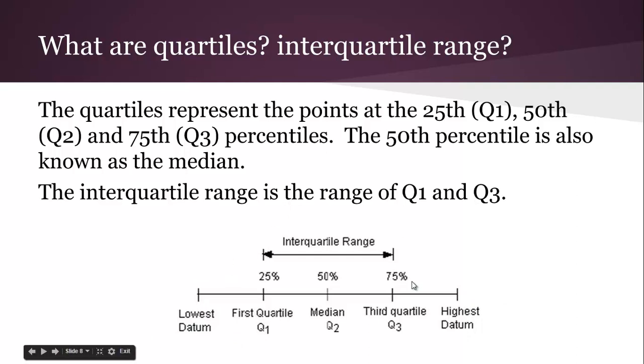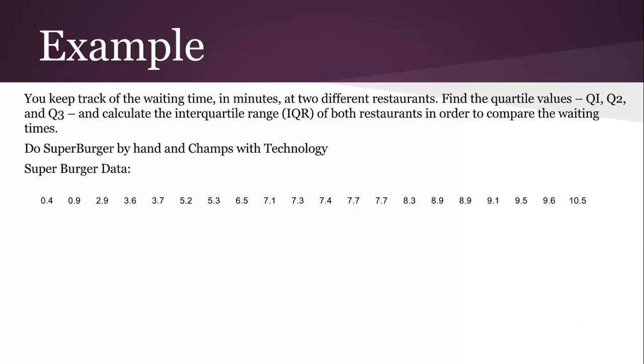But the middle 50% of the data, so 25 to 75, how spread out they are is the interquartile range. You can see how it's a little bit different. Still tells you how spread out something is, but it kind of ignores the outliers.